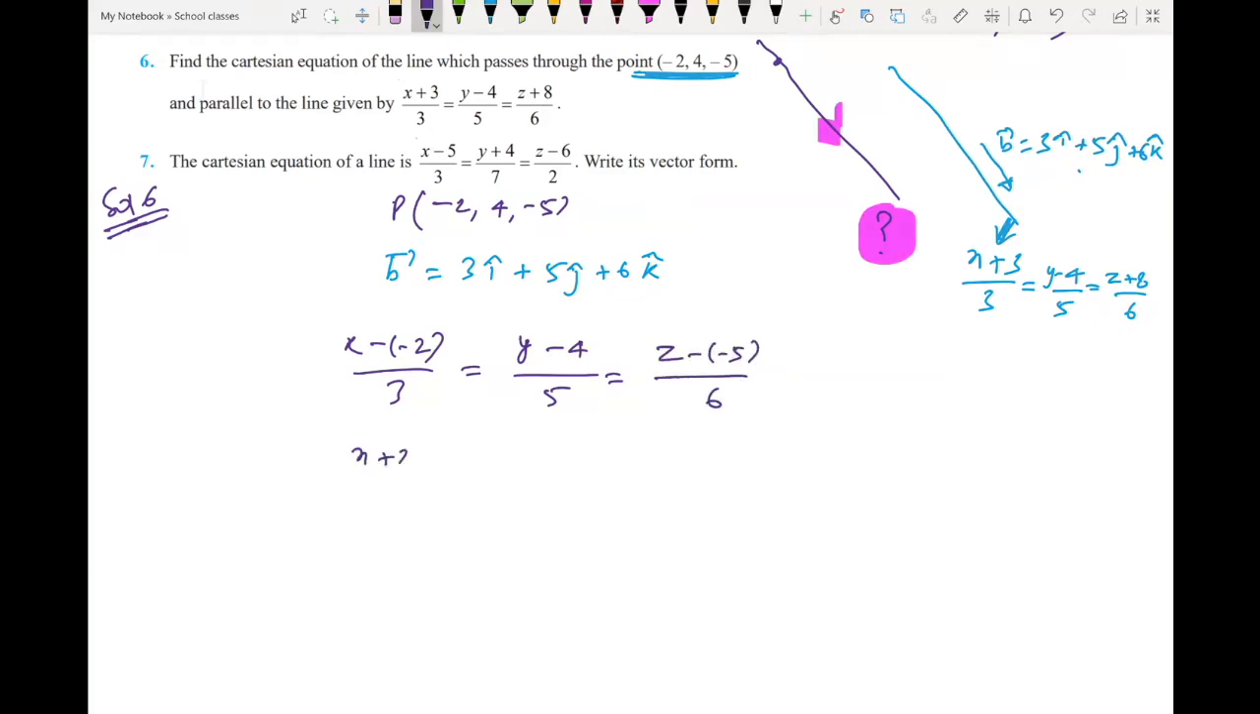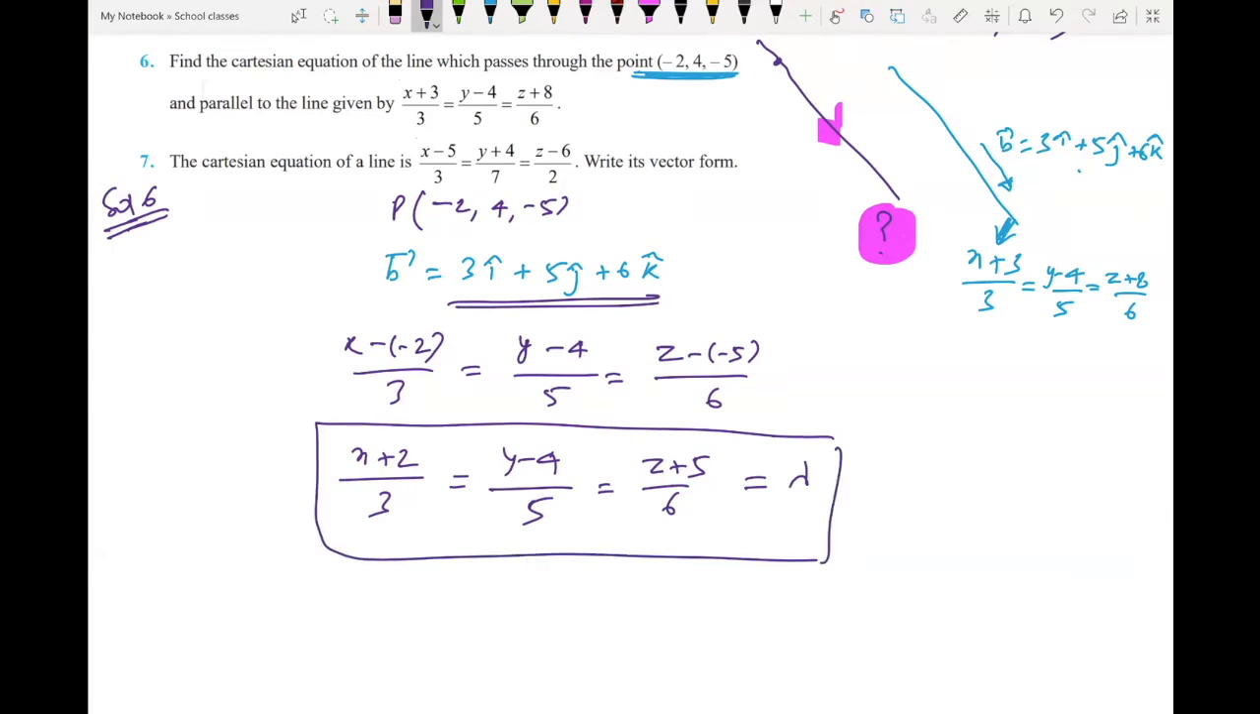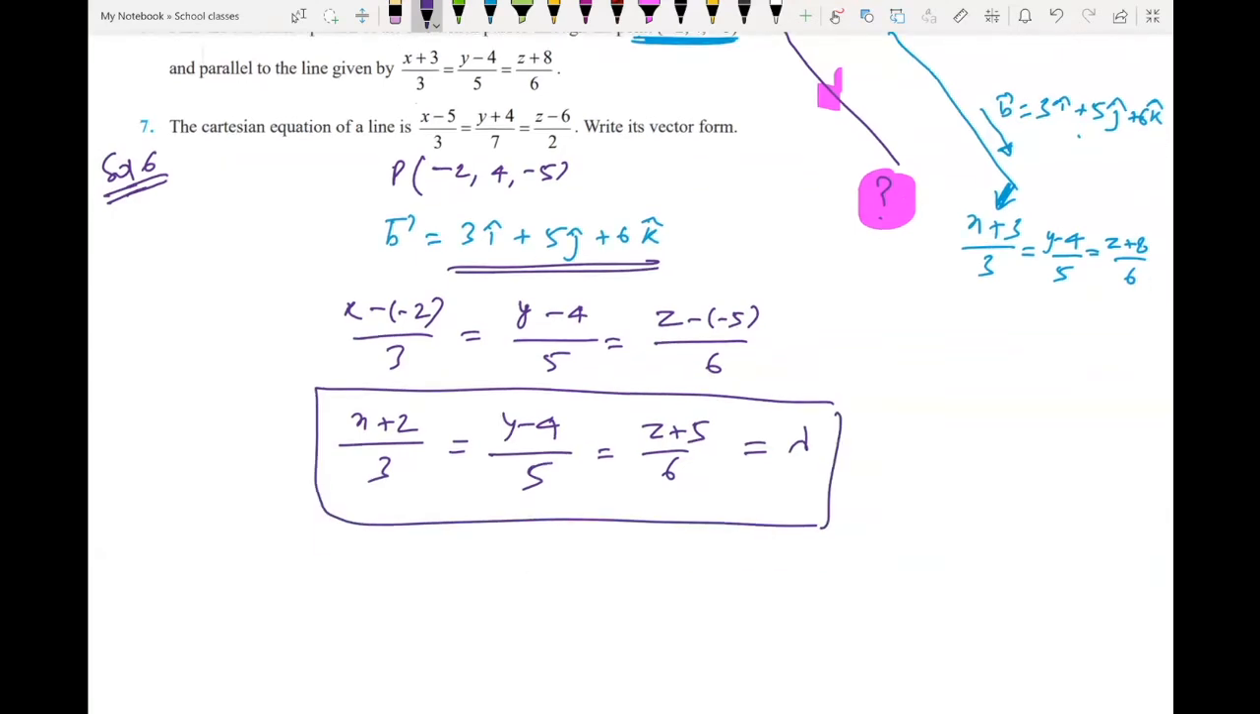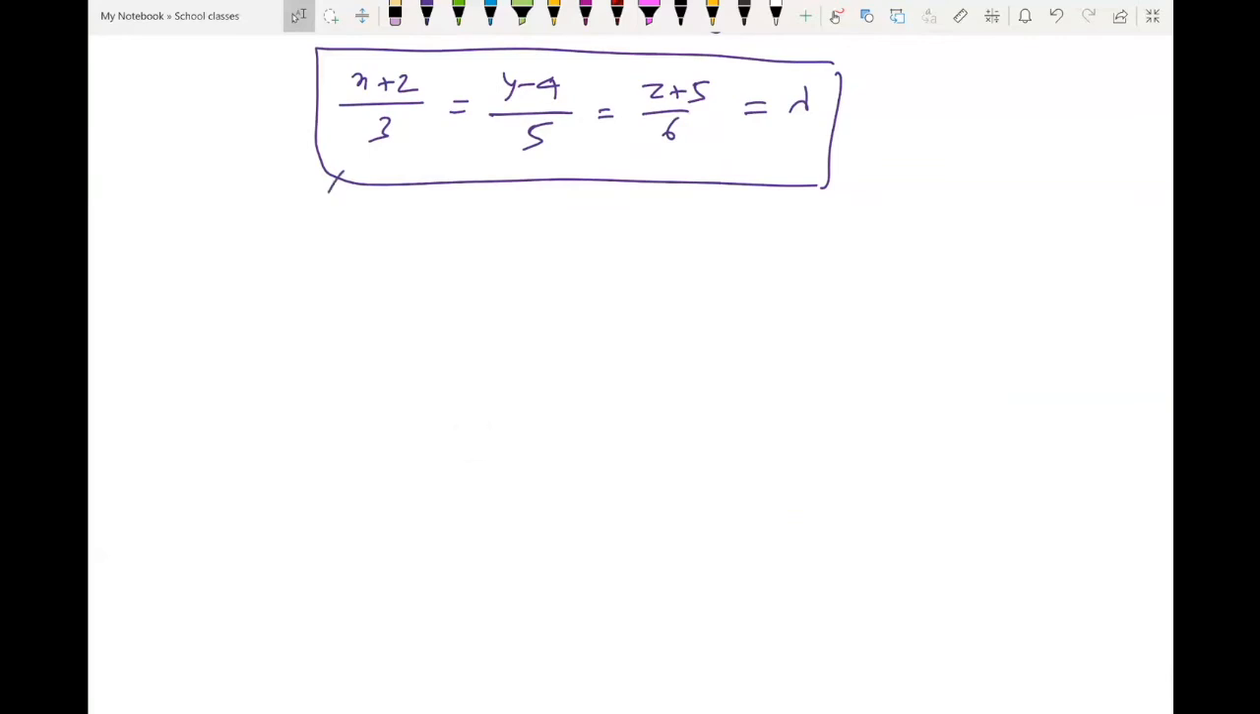So very simple. Have you got now why this is the B vector of the required line? This is the Cartesian equation of the line. From the Cartesian equation, we can also write the vector equation of the line directly. You just need to take care of vector A and vector B. If you are given vector A and vector B, you can write the vector equation of the line.